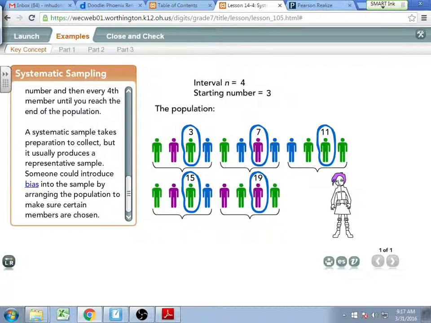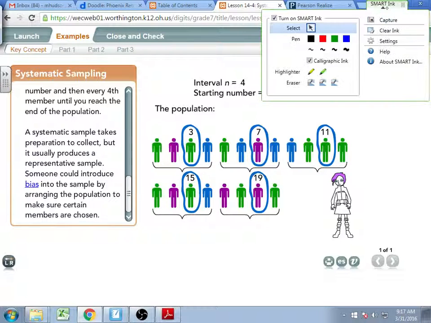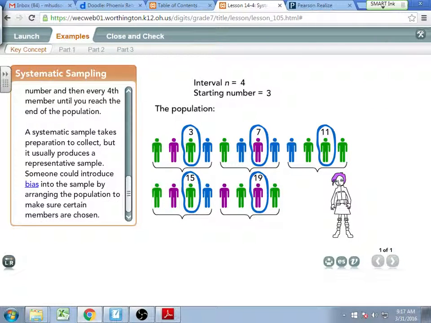So, your starting number was 4 when we circled it the first time. Their starting number was 3. We could have started with 2 or 1. It doesn't matter. Questions?